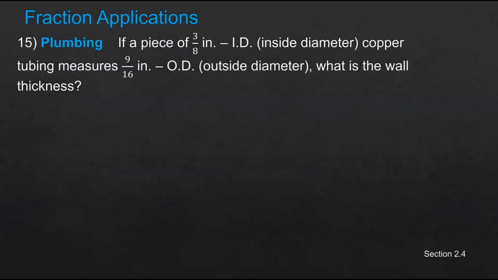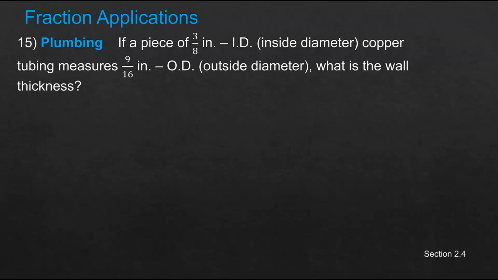Here's an application problem. So this is about plumbing. If a piece of 3/8 inch inside diameter copper tubing measures 9/16 of an inch on the outside. So this is the inside diameter and the outside diameter, which is a common way to write about this type of thing in your book. It says, what is the wall thickness? Now, a lot of times students think they just subtract. Oh, I just take the outer diameter and I subtract the inner diameter, but it's a little trickier than that.